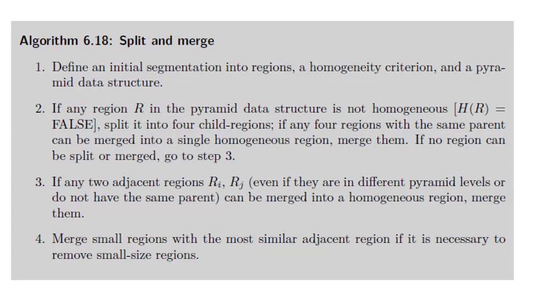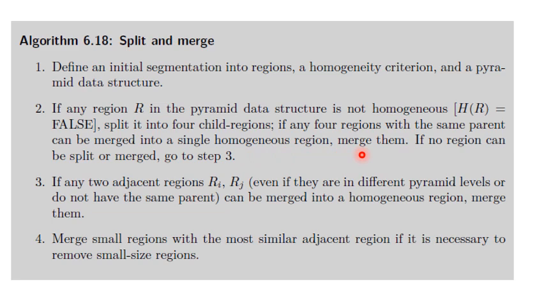So speaking of split and merge, basically we define an initial segmentation into regions. We define a homogeneity criteria and a pyramid data structure. Okay, so we are defining a pyramid data structure, that is for splitting. If any region R in the pyramid data structure is not homogeneous, I'll split it into 4 child regions. Those 4 may be homogeneous or non-homogeneous regions. If any 4 regions have the same parent, then I can merge them into a single homogeneous region.